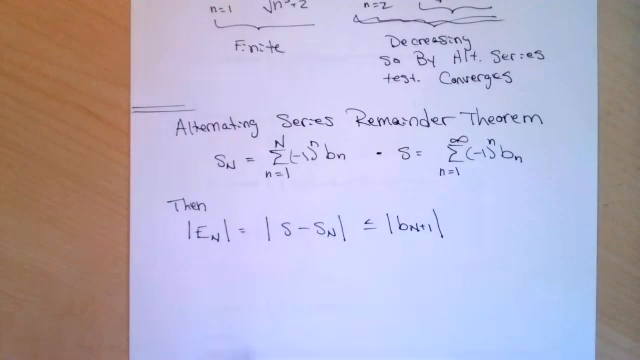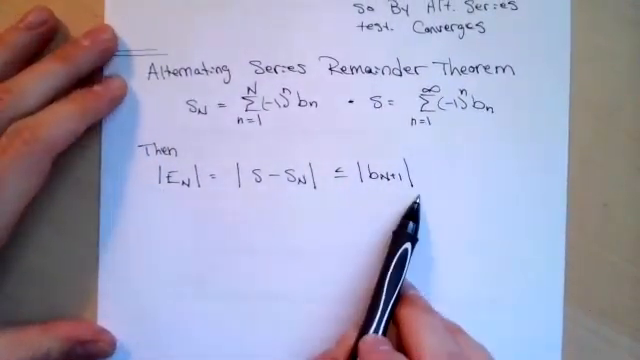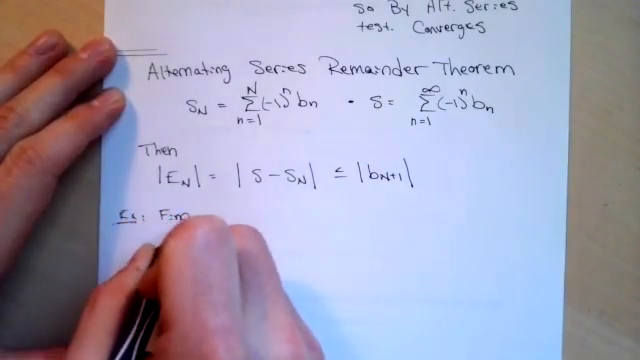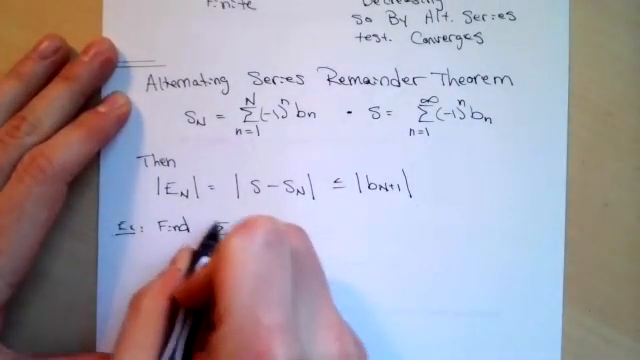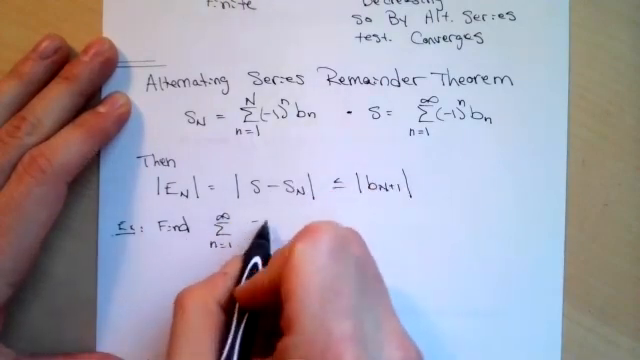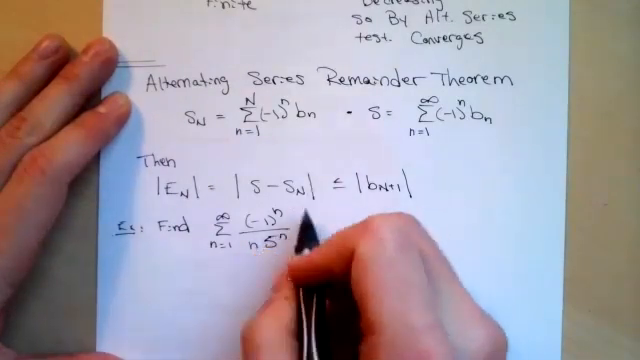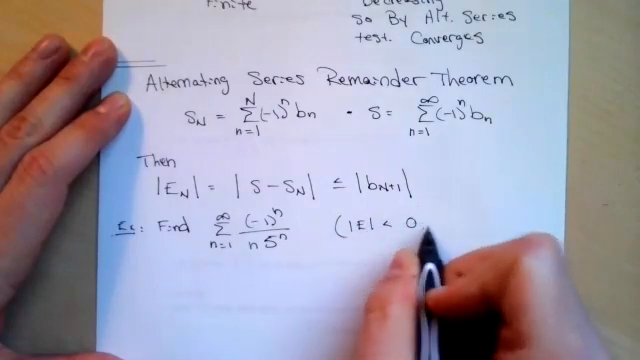So just as we did with error bounds for integrals, anytime they give you the error bound or they say find the sum accurate within 3 decimal places or accurate within a certain margin of error, this is the formula we want to use. So for example, find the sum, and they give us the margin of error to be something like 0.0001.